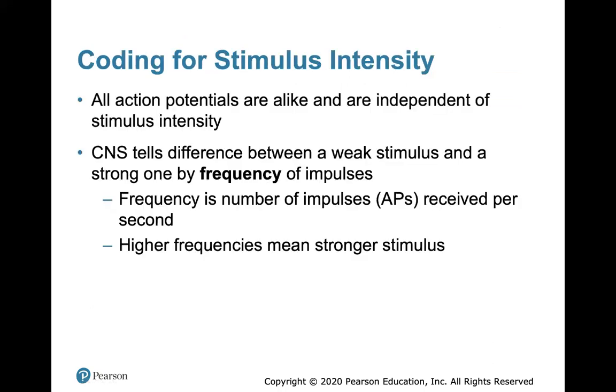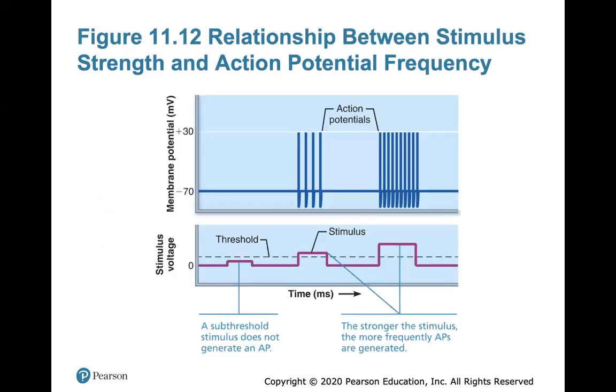Coding for stimulus intensity. All action potentials are alike and are independent of stimulus intensity. The central nervous system tells the difference between a weak stimulus and a strong one by the frequency of impulses. And the frequency is just the number of impulses received per second. A higher frequency means a stronger stimulus, as shown here. So more action potentials lead to a stronger stimulus.